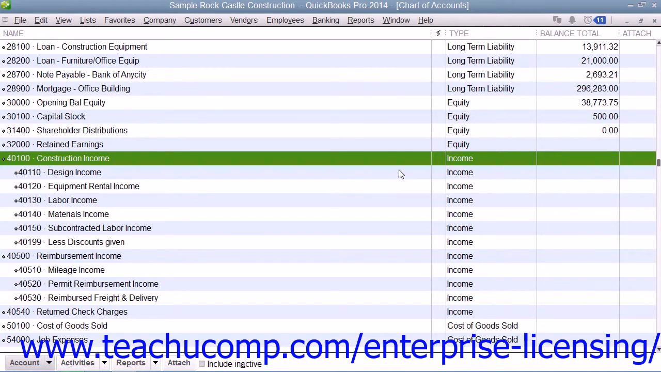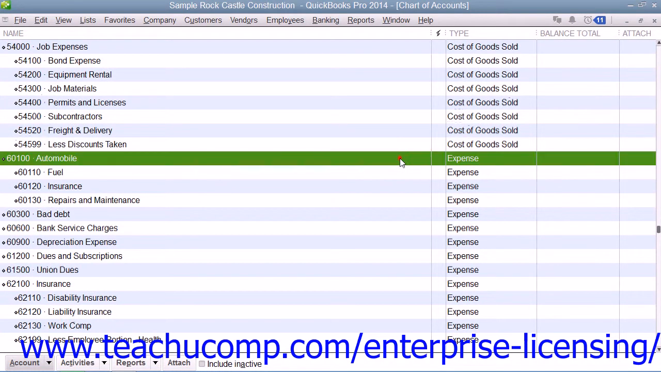In the profit and loss statement accounts, you have your income accounts, which are used to track the income generated by your company. You also have expense accounts, which are used to track where your company's money was spent.